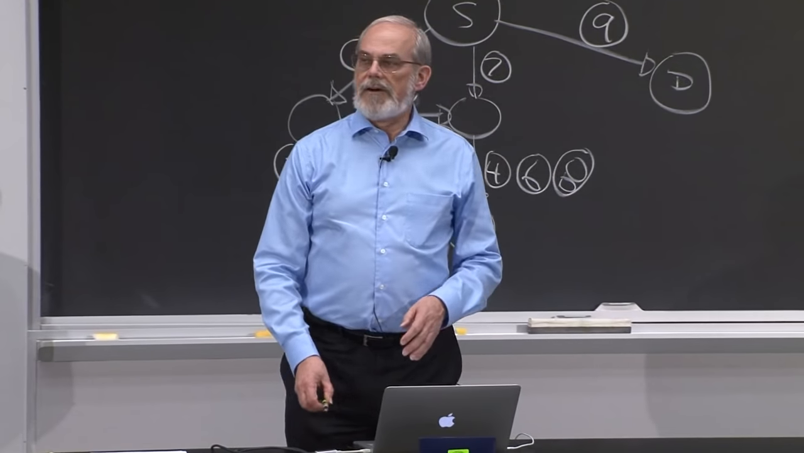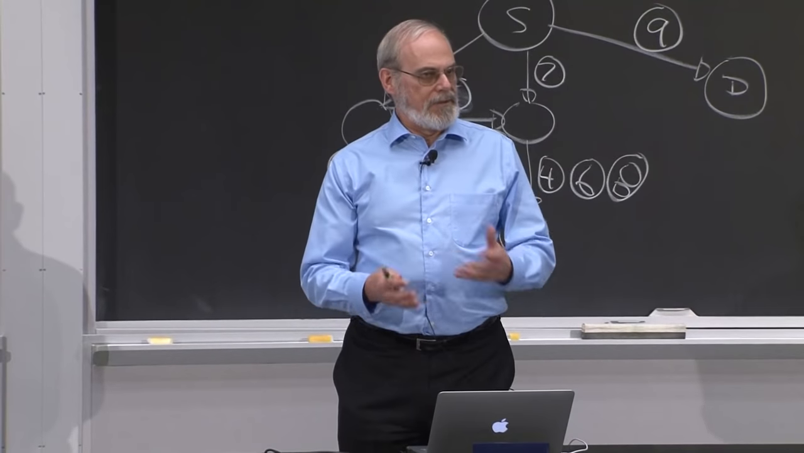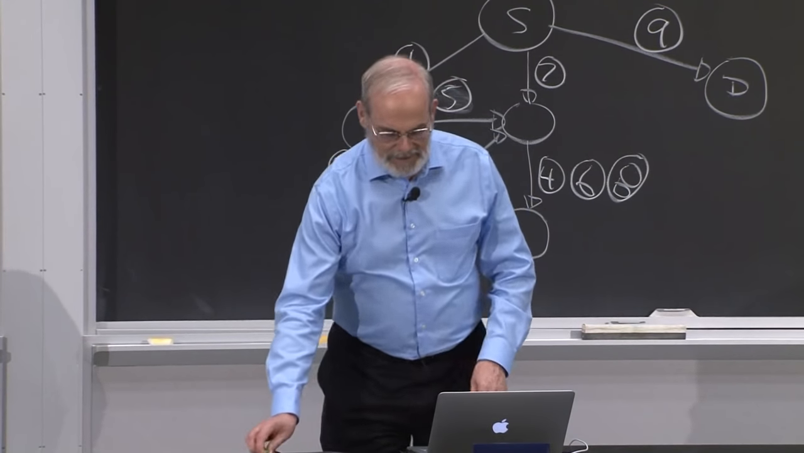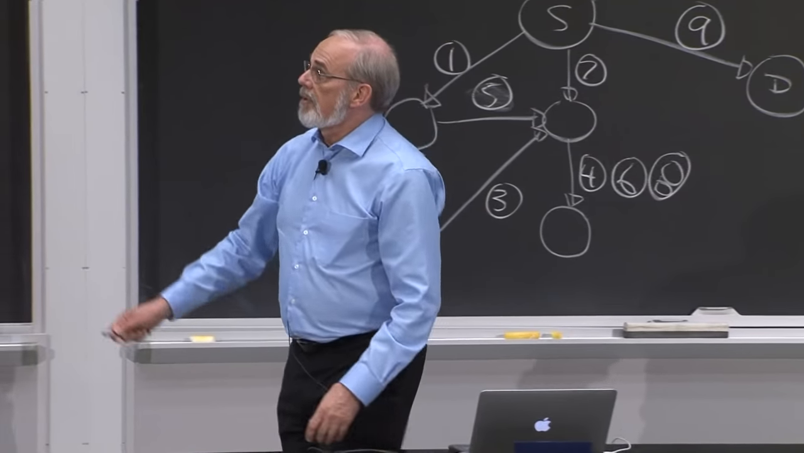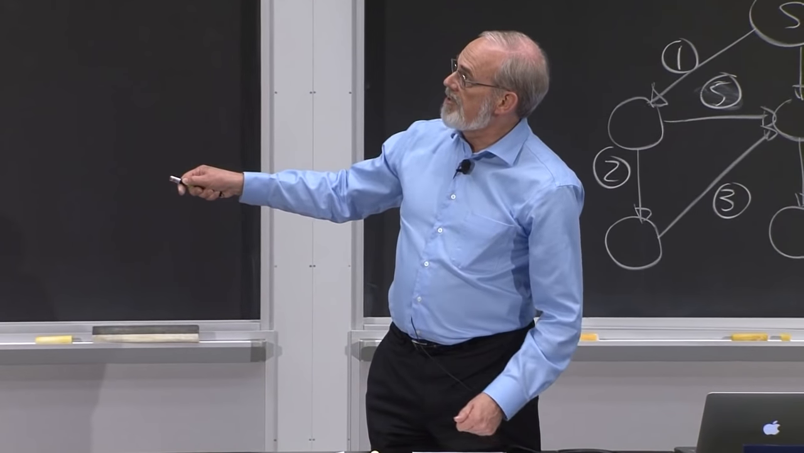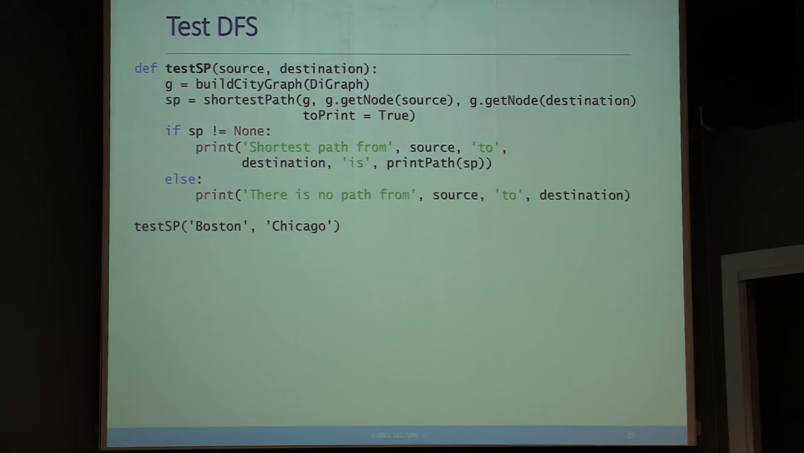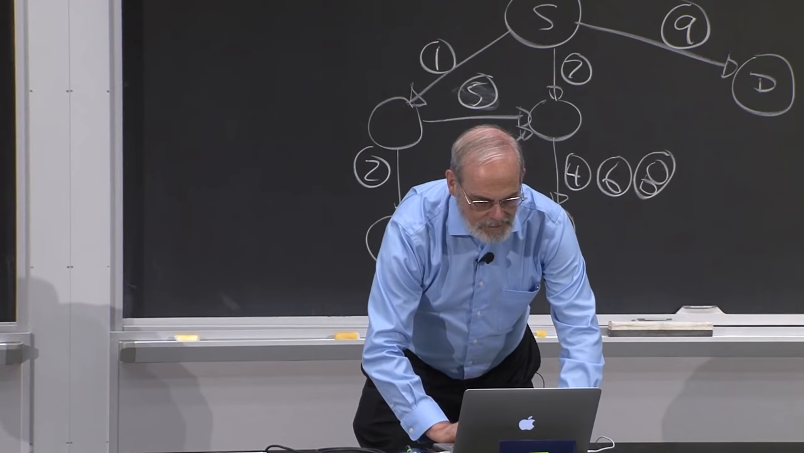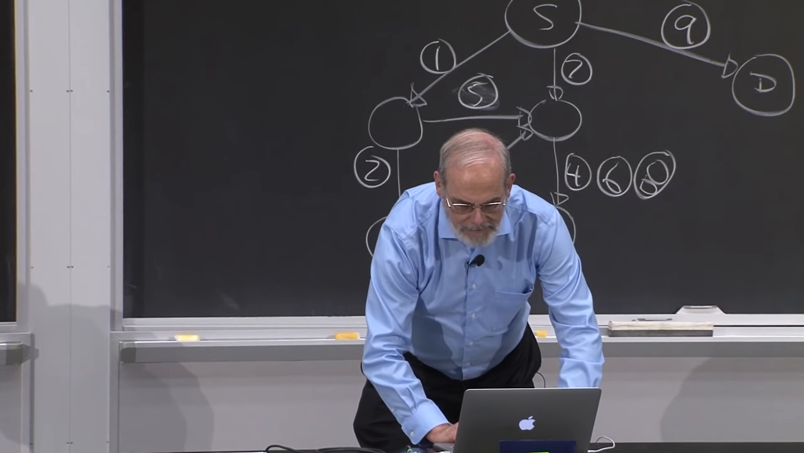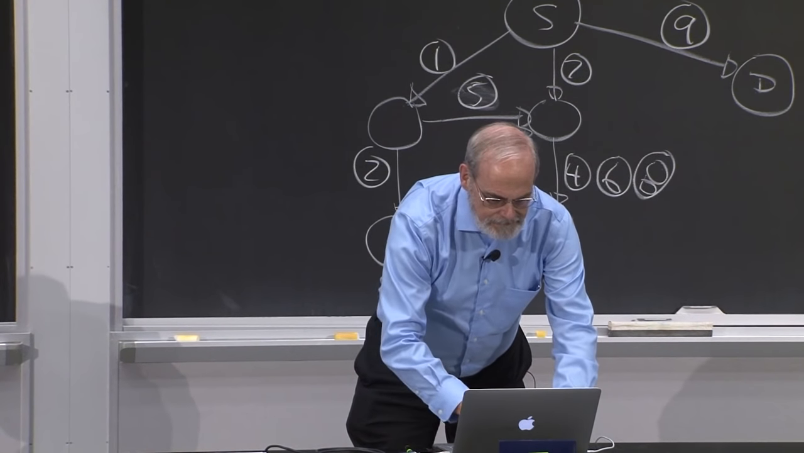This may look a little funky. It may look a little bit twisted. So let's see if it actually does what we'd expect it to. To do that, I'm just going to build a little test function. I'm going to build that city graph, call shortest path, and print it out. I'd like to see, is there a way to get from Boston to Chicago? So let's go back over to my Python and try that out.